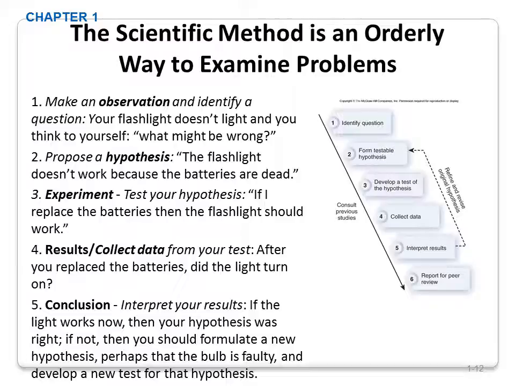And finally, you'll come up with a conclusion where you interpret your results. If the light does work now, then your hypothesis was correct, that it was the batteries. If your flashlight does not light up, then you need to formulate a new hypothesis. Perhaps the bulb is faulty, and then develop a new test for that hypothesis. And the very last step is that you would report for peer review. So you would let other scientists know about your idea, let lots of other people test your idea, and see if they come up with the same results that you did.